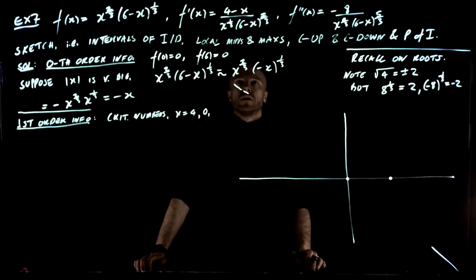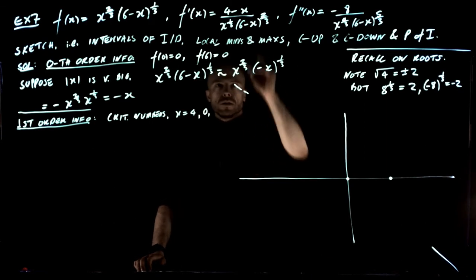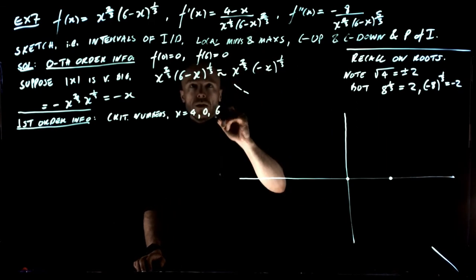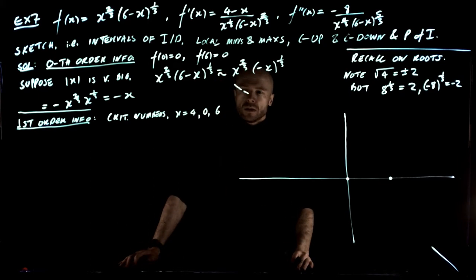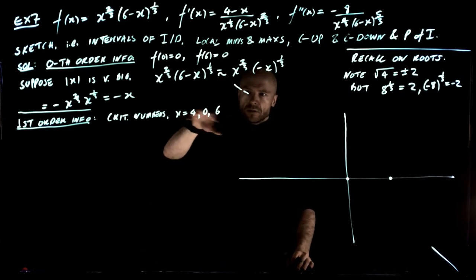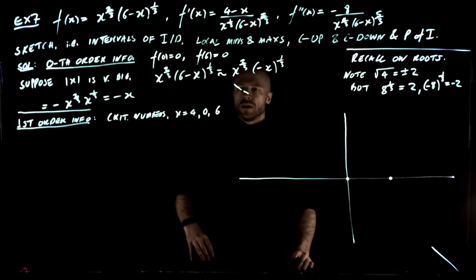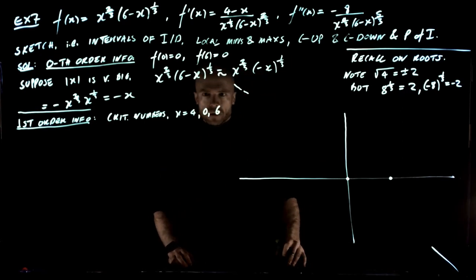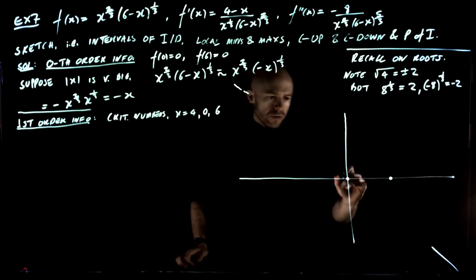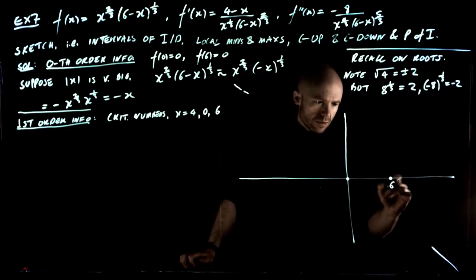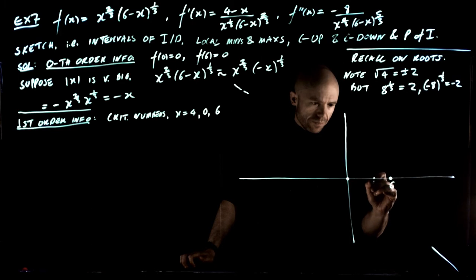And where else do we have a critical number? A critical number when x equals 6, because again, this thing right here means the derivative does not exist. All right, so outside of these three numbers, we either have the derivative exists or it's non-zero. So let's put them on the graph. So this is 0, this here is 6, and this is, say, 4.